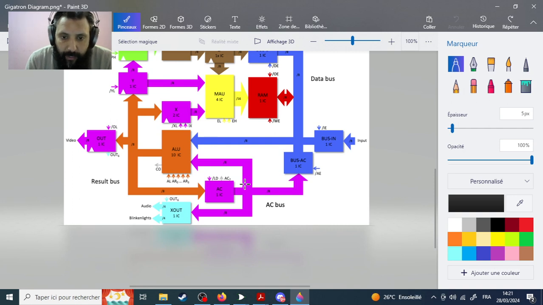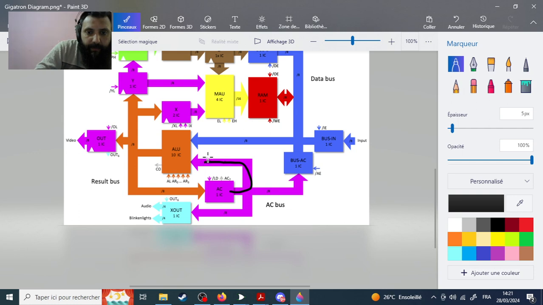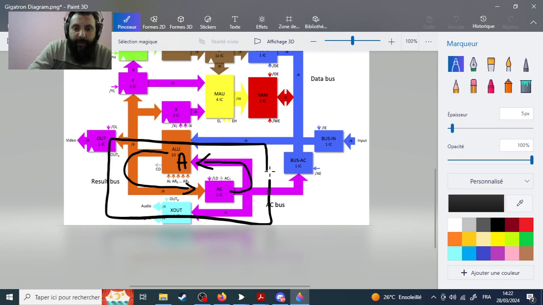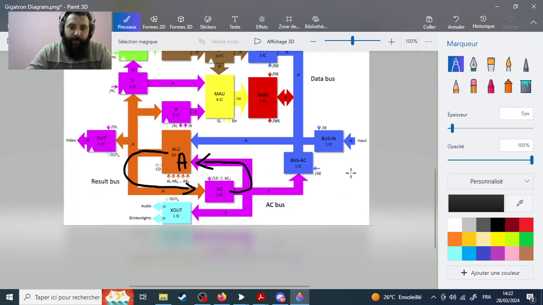Can you explain what the accumulator is? What is it used for? Value, and the result. Yes. The accumulator is always the A input, and the result of the ALU contains the result. It always follows this scheme. It always works this way.